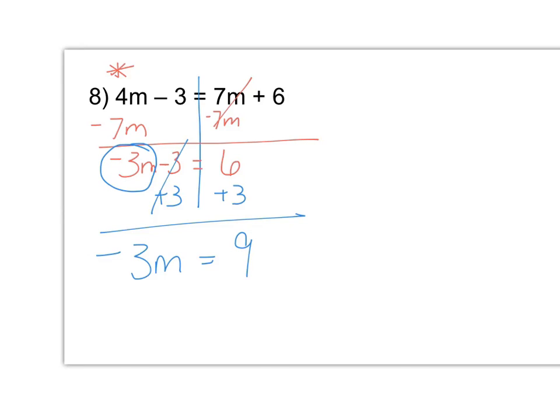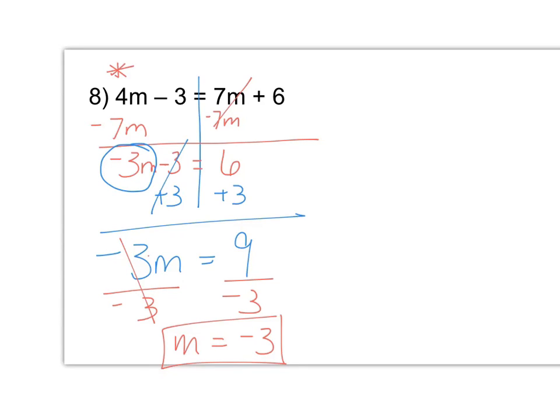Finally, the opposite of multiplying by a negative 3 is to divide by a negative 3. That happens to both sides always. So negative 3 divided by negative 3 cancels out. I'm left with 1m is equal to 9 divided by negative 3 is negative 3. And that is my final answer.